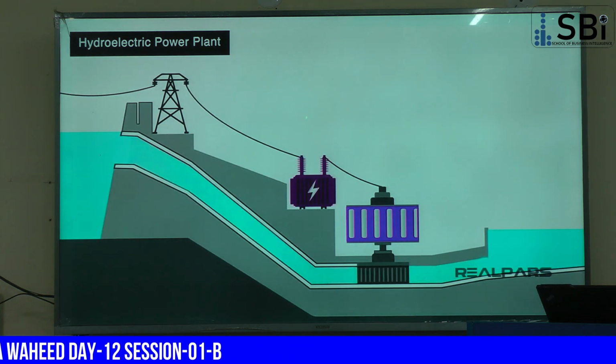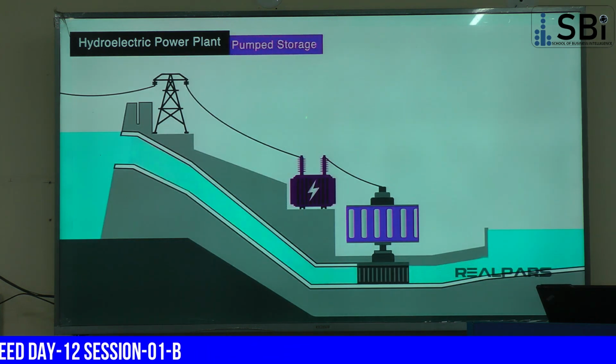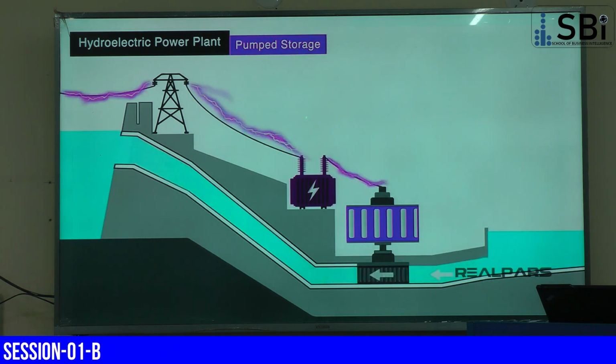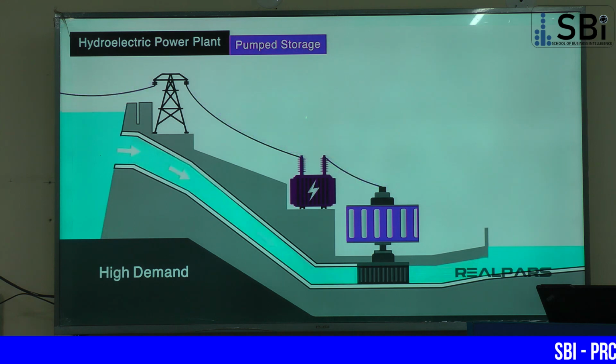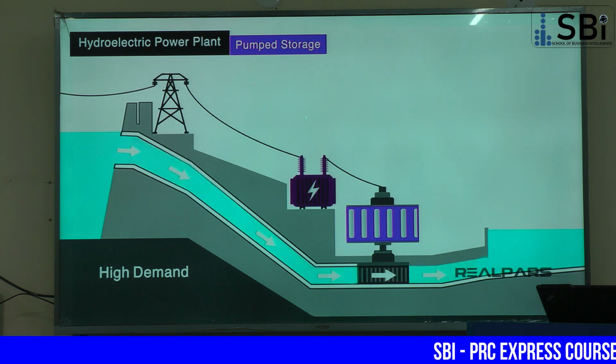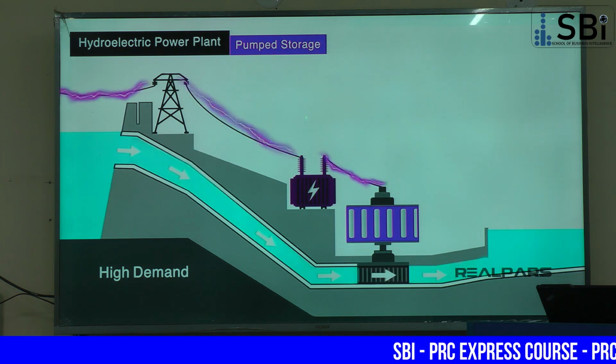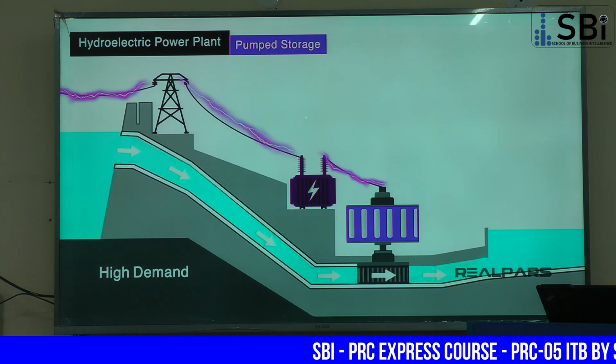The last type of hydroelectric power plant is pumped storage. Pumped storage stores its energy by pumping water uphill to a reservoir at a higher elevation. When there is a demand for power, the water is released from the high elevated reservoir into a lower reservoir. This generates electricity when it flows through a turbine, generating motion and electricity.